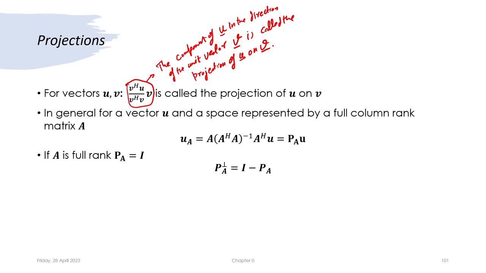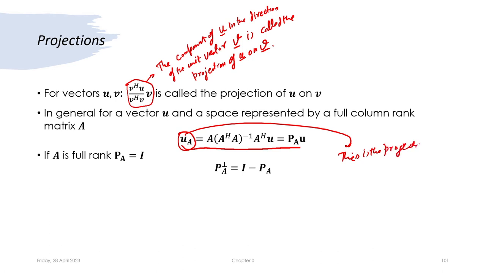And in general, for a vector u and a space represented by a full column rank matrix A, this is the projection of u on the space spanned by A. And if A is full rank in general, the projection matrix would be P_A equals A (A Hermitian A) inverse A Hermitian.